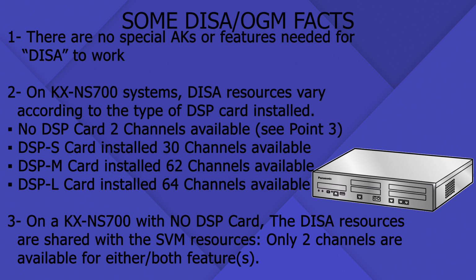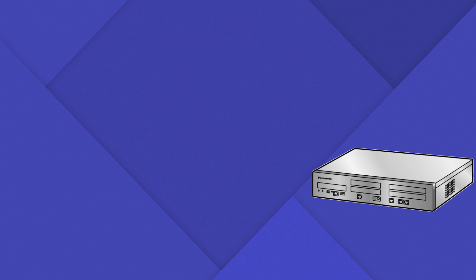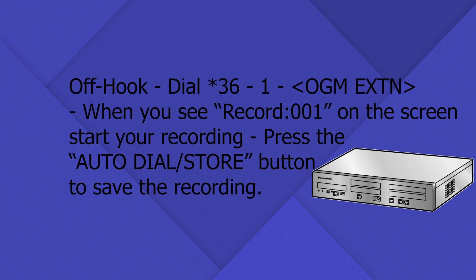Now I'll be showing you how to upload an audio file into the DISA or OGM memory block. And of course you can always record the greeting via the handset using the code *361 OGM extension. Once you see the word record 01 on the screen, I usually like to wait 1 second before you start the recording, just so it doesn't cut off the start. Then record your greeting, press auto dial store once you're done, and it'll play it back.